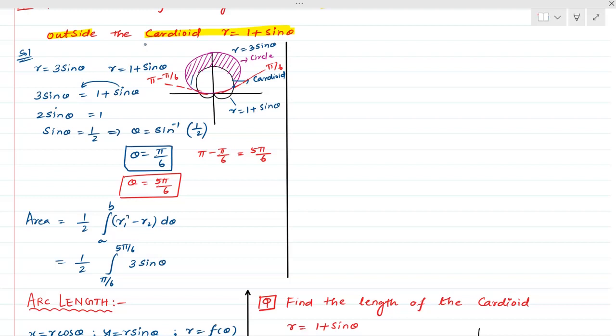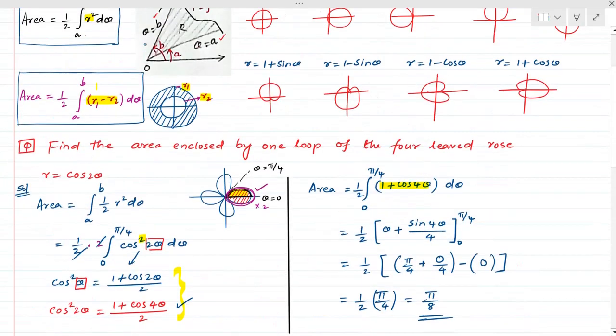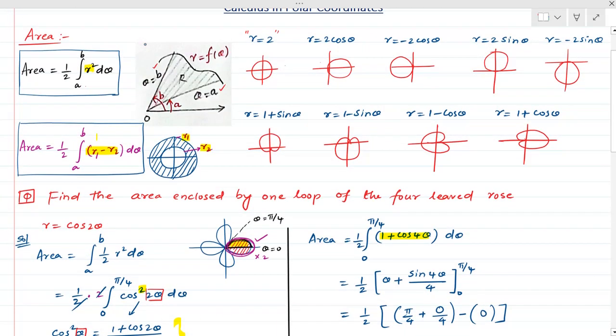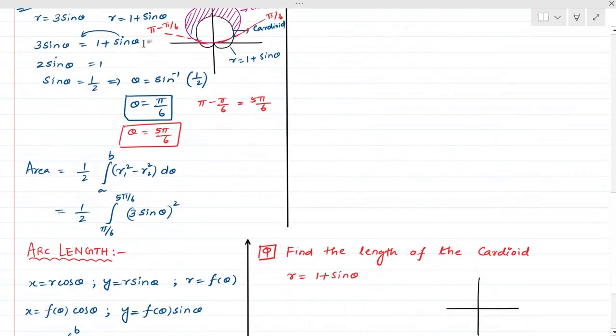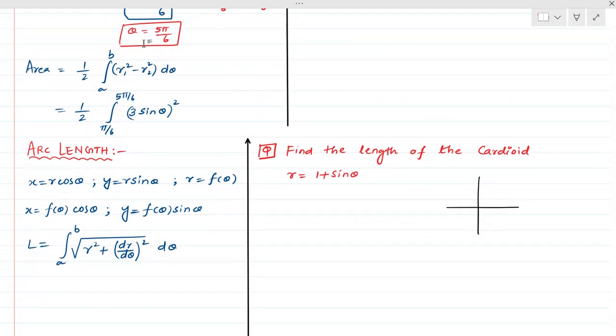First you have to square it here, because as per the rule, we have a square here. So the formula will also be a square. So r1 square, sine square, minus r2 square. What is r2 square? 1 plus sine theta, whole square, into d theta.